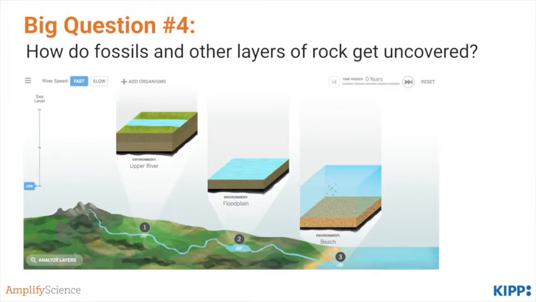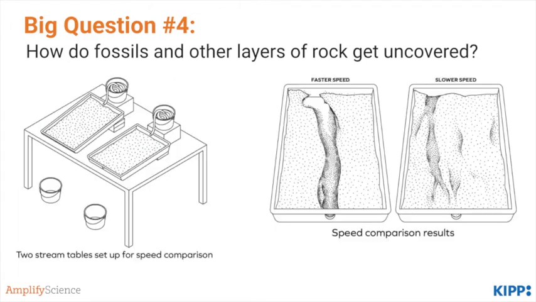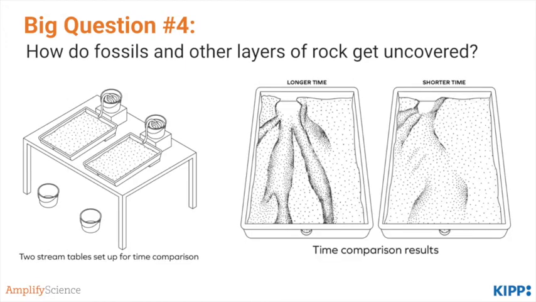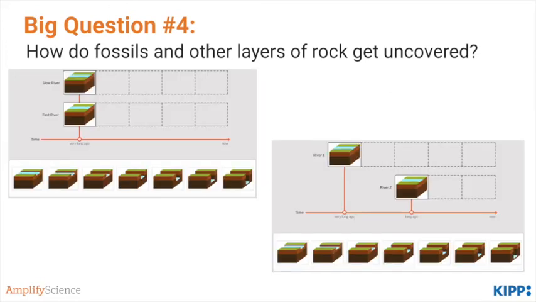Students use the simulation to compare the effects of fast or slow river speeds, as well as the amount of time passing, to see what impact that has on the depth of a river and its shape. Students use a physical model as well, pouring water through sand at different speeds, as well as for a longer time or a shorter time, to compare how this affects the shape and depth of the river. Students then use a modeling tool to do similar measurements of time and speed.